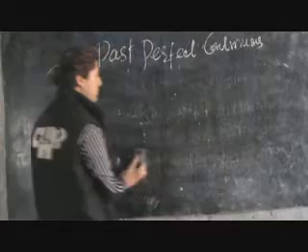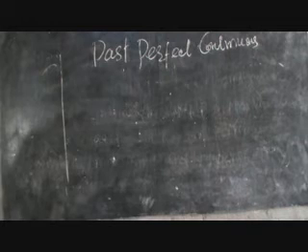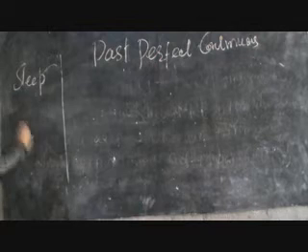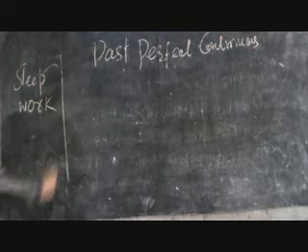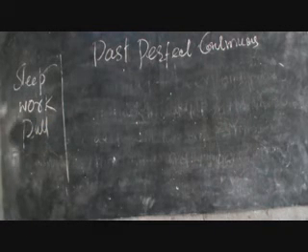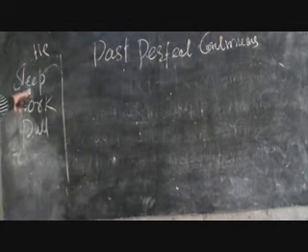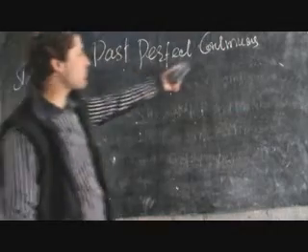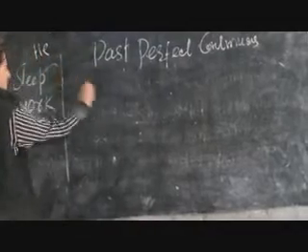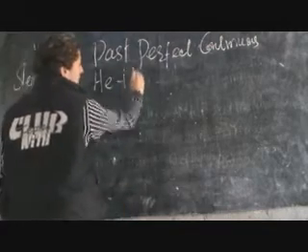Now dear students, if our verb forms are sleep, work, and pull, and our subject is he, we have to make the past perfect continuous. According to the formula, first we have the subject, so we'll write here he. After the subject, we have had: he had, then been, then the inform.